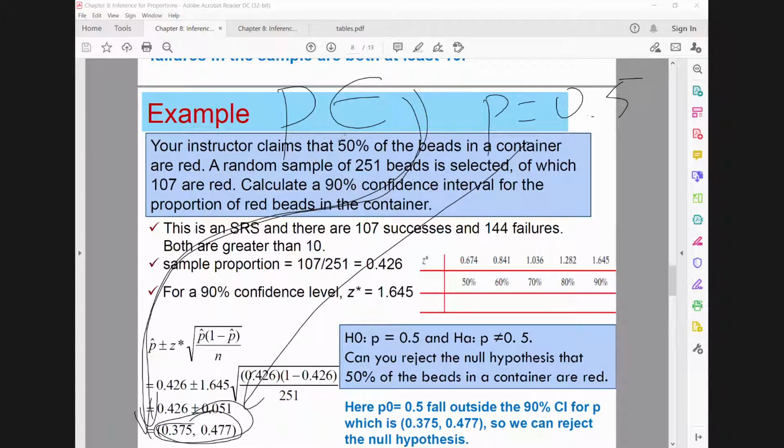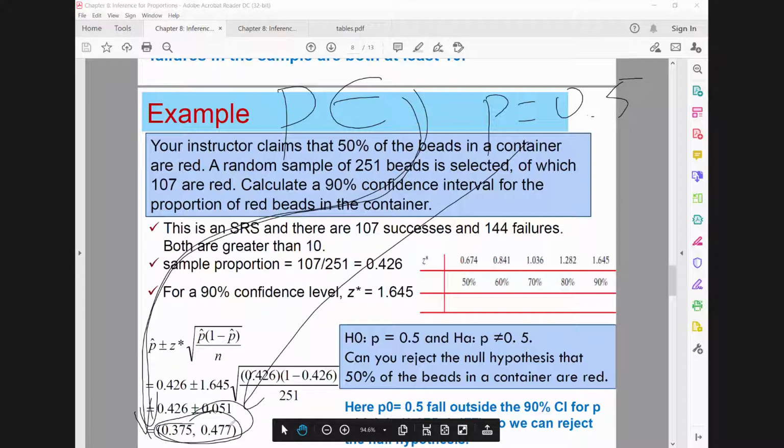This claim is wrong, because we are sure with 90% at least that P is in this interval. However, 0.5 is not there. That's why we can reject the null hypothesis. This claim is wrong because the P requested is not in this interval. Then P is not there. That's why we can reject this hypothesis. That means the proportion is not equal to 50.